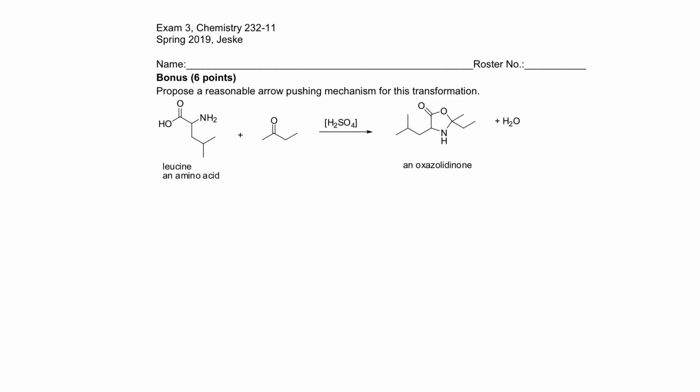Finally, the bonus. We are using an amino acid plus this butanone plus acid to make an oxazolidinone and water. And this looks kind of complicated, but if we look carefully, this piece is probably from the butanone, and the rest is from the carboxylic acid. We've got a ketone, we've got an amine, that should tell you that an imine, I-M-I-N-E, will be the first thing that forms. That's the most likely thing because this is the most nucleophilic.